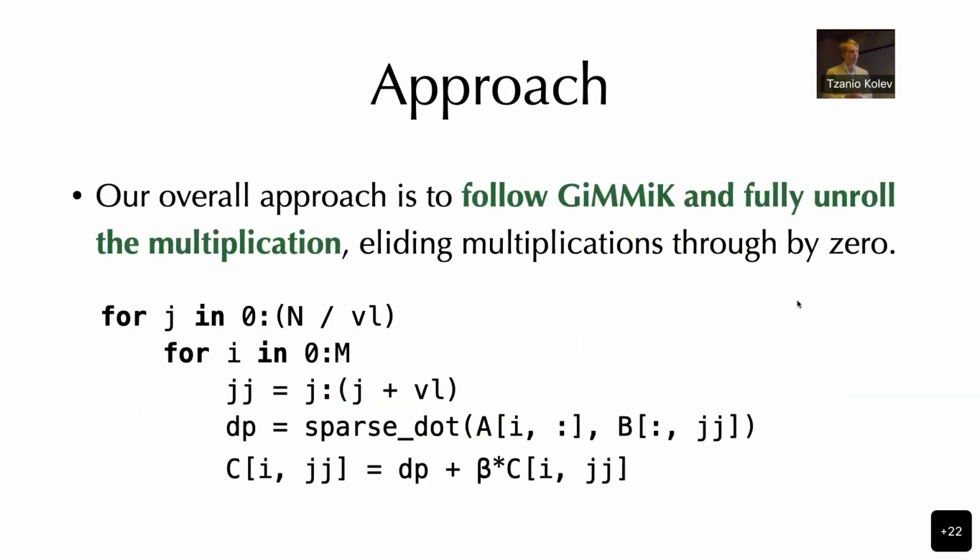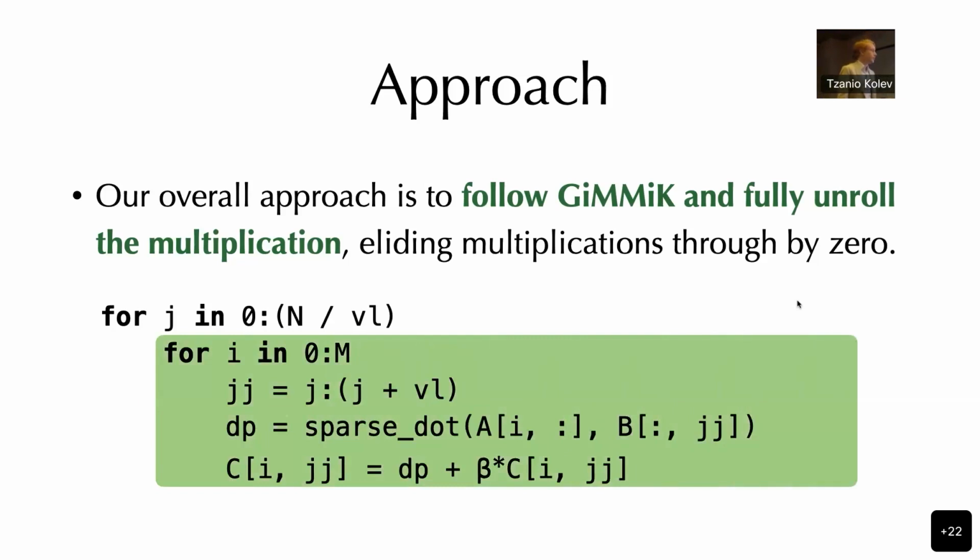So with that, what is our approach going to be? Well, it's pretty much the same as GiMMiK. We're going to try and unroll our operator A. So in kind of pseudocode, we have an outer loop over the columns of B, where the trip count is n divided by the vector length. And then the inner loop encodes our matrix vector product, where we loop over each row in our matrix A, and then we do the sparse dot product. So this here is the loop we are going to fully unroll.